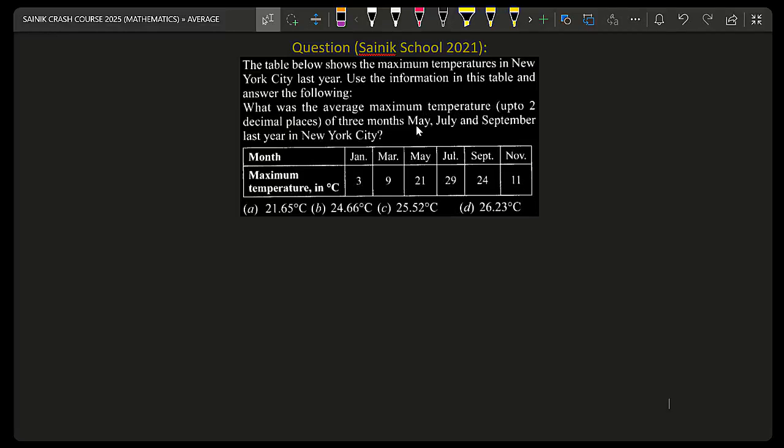Which 3 months are they asking? May, July, September. What is the maximum temperature for May? 21. July? 29. And September? 24. Okay, they are asking for the average, right? The average formula is the sum of observations divided by the number of observations. Divided by what do I have to write? 3. First add 21 and 29. You'll get 50. 50 plus 24 is 74. 74 divided by 3.